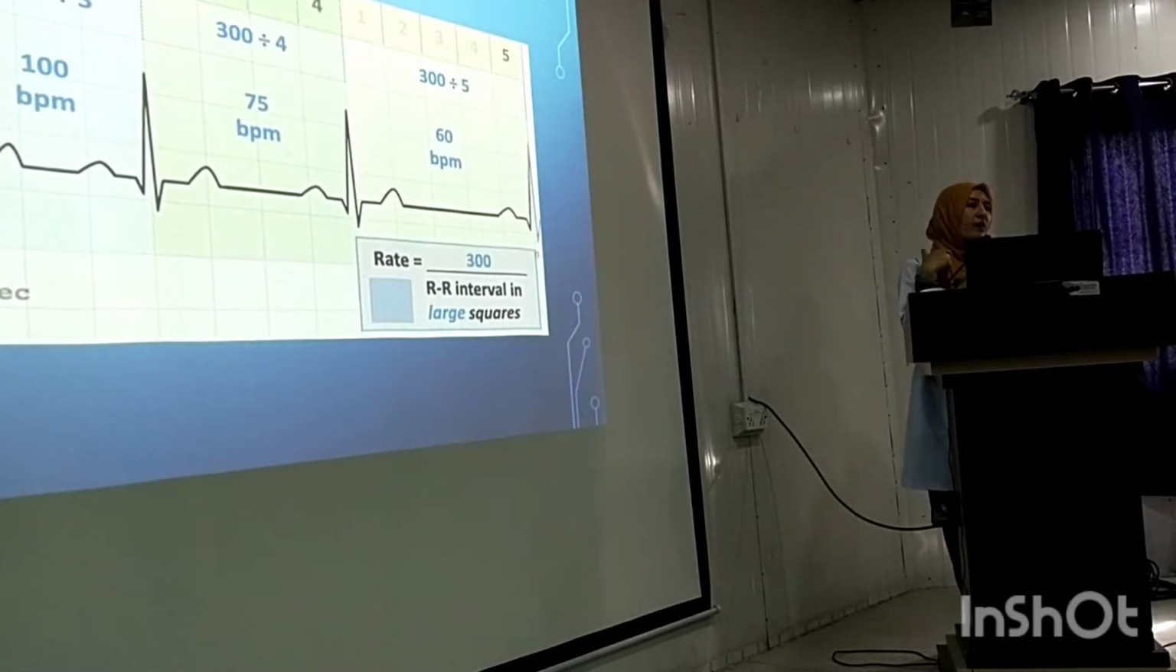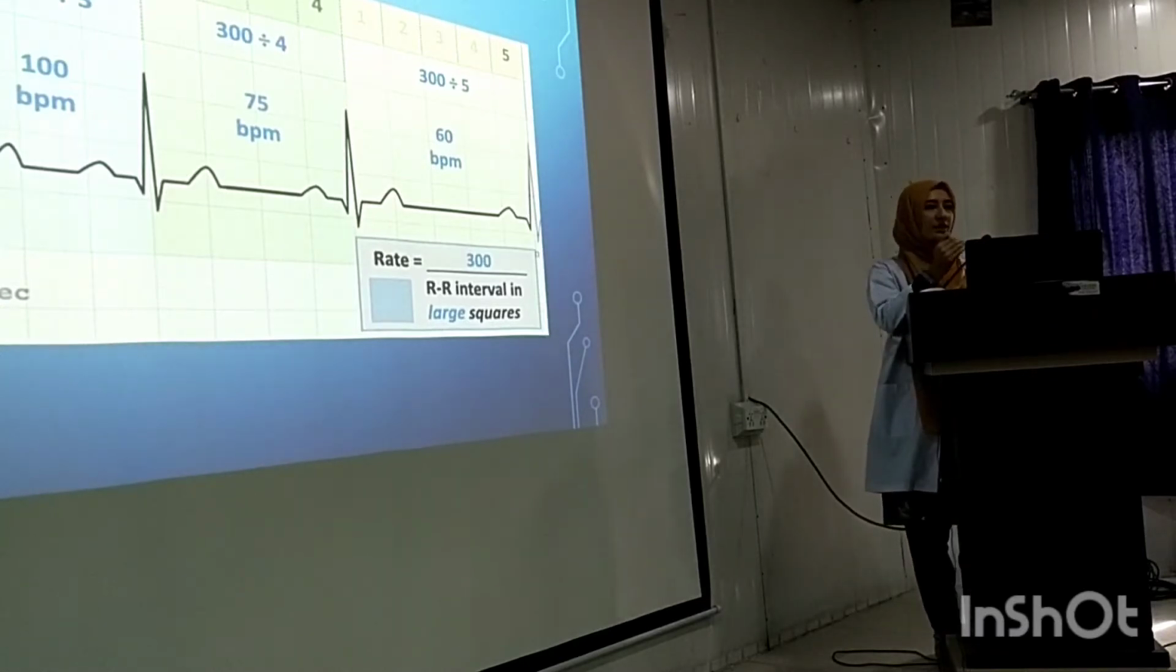So again we have to memorize this kind of table or division. When it's on the first big box, it's 300. If the distance between the two R waves is two big boxes, the heart rate is 150. And similarly, if the distance between the RR waves is three big boxes, then the heart rate is 100.